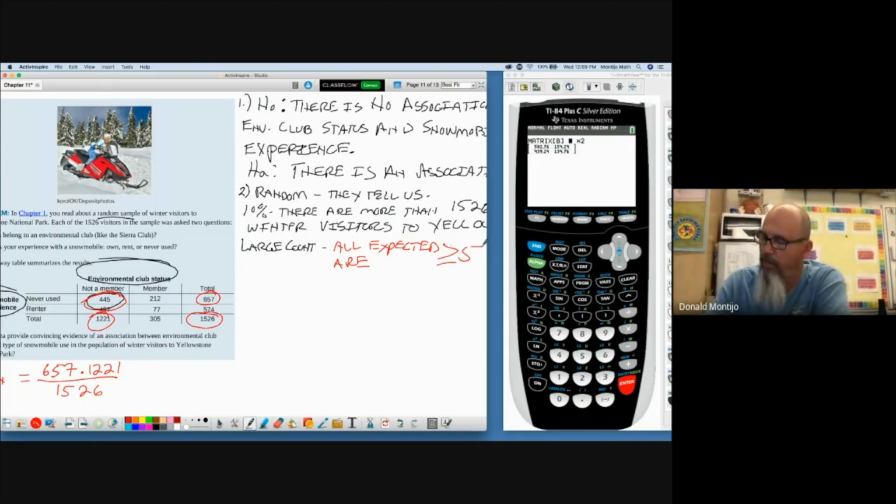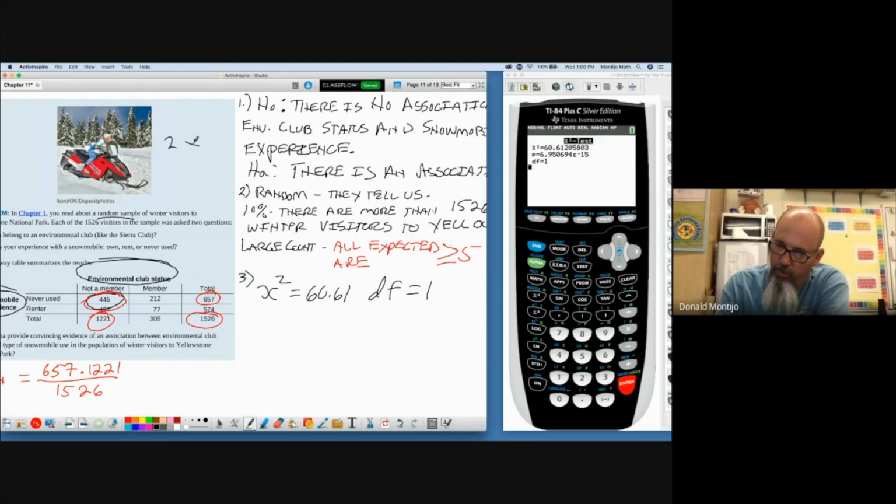Absolutely they are. Okay. Now I got to run that test again to see the important information. So stat, test, chi-squared test. Oops, one too many. Okay. Yes, A and B. I already got the data entered. So it's going to tell me for step 3, chi-squared is 60.61. Degrees of freedom is 1 because this is a 2 by 2 table. So it's 2 minus 1 times 2 minus 1 gives me 1 degree of freedom.